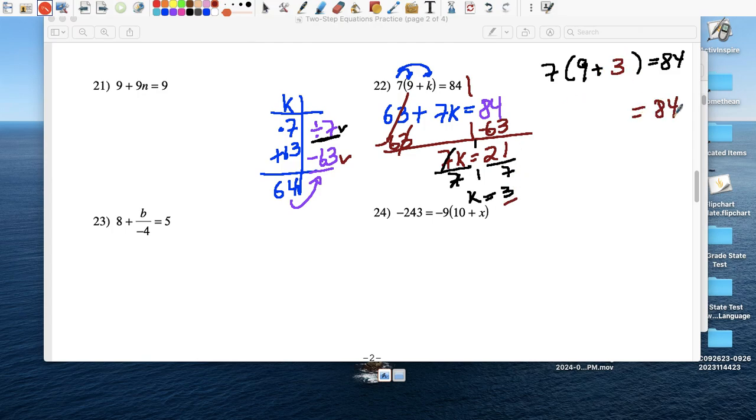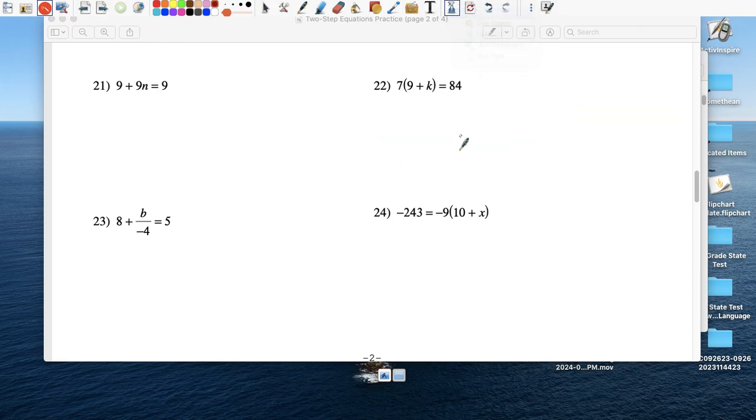84. Order of operations. So now you have a choice. You can do this distributive property, or you can do the parentheses first and then multiply by 7. My suggestion is, there's 7 times parentheses 9 plus 3. So I'm going to do 7 times, and inside the parentheses, 9 plus 3 is 12. Now you get to multiply these two. 7 times 12 is 84, which equals 84 on the other side. Good. So far, so good.